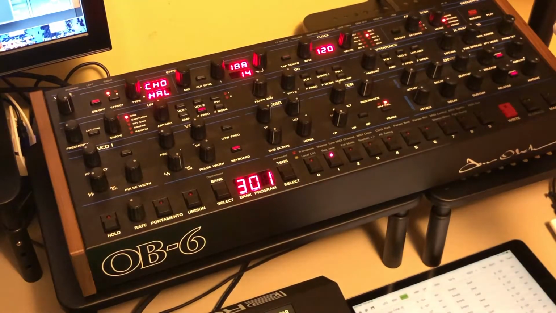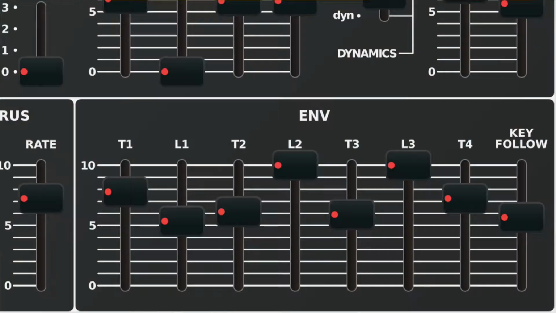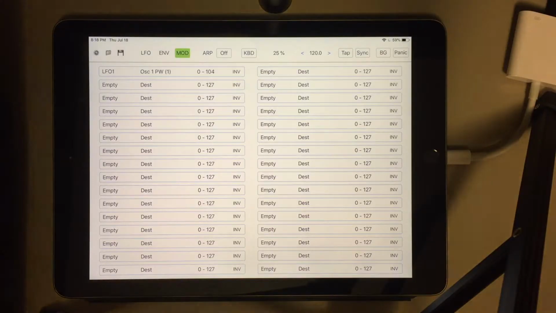Alright, that's okay for now. Now, the last section and the most important one is the envelope section. You can see that the Alpha-Juno has this strange envelope with multiple stages and different level settings per stage, and that's where the magic happens. OB-6 only has ADSR, so what do? We use MIDI Mod.